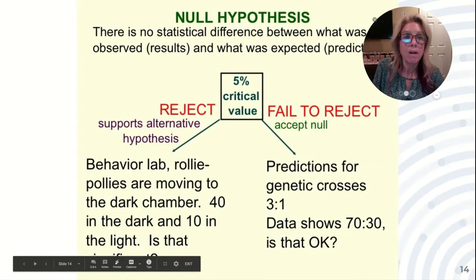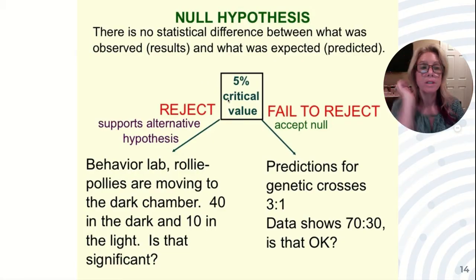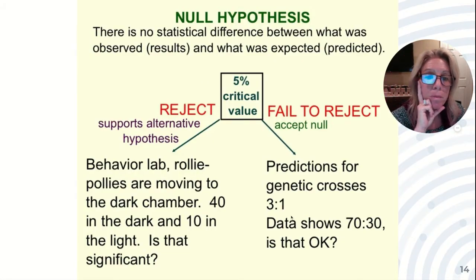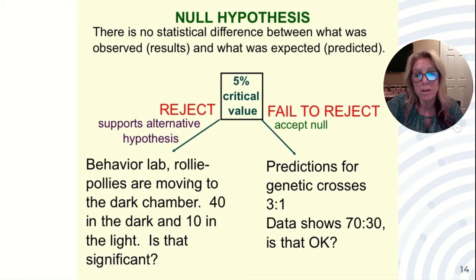All right. Now, in this case, just to review again, 5% is your critical value. So if you predict for a cross 3 to 1, right? If you had 100, you would predict it should be 75-25, if it was a 3 to 1 prediction for your cross. If your data shows it's 70-30, is that okay? You would have to take observed minus expected over what you expected, and square it. Is that data okay? Feel free to run that. I think it looks pretty good. I think that is within the realms of probability there.